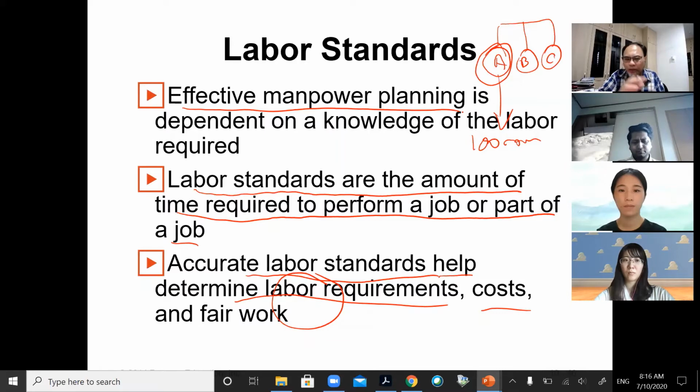Meaning that if you do not have labor standards, how long it takes to do a job, especially manual work, then you cannot have effective manpower planning. You cannot measure productivity. Productivity is output over input.